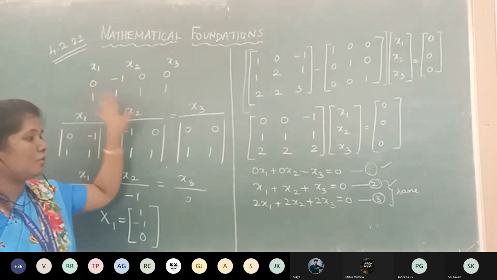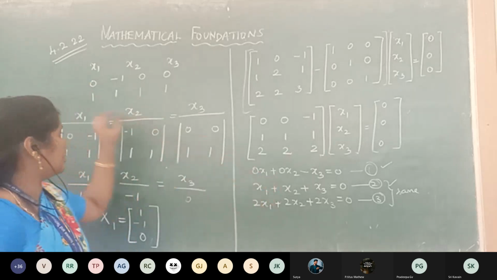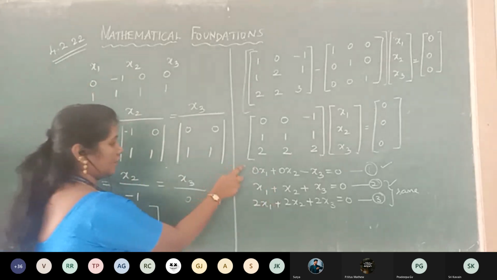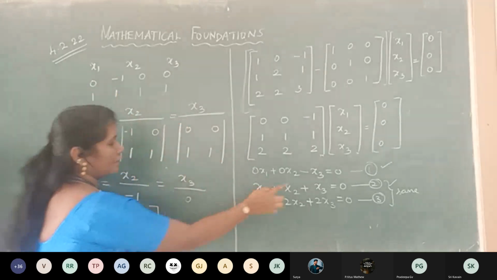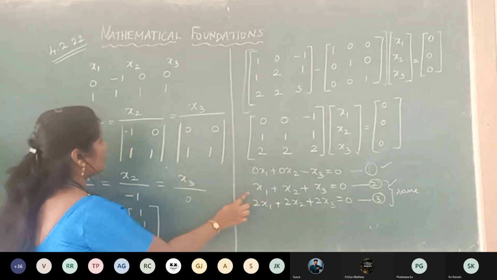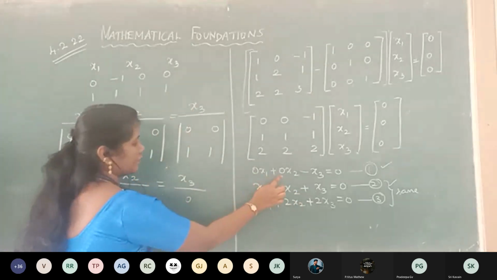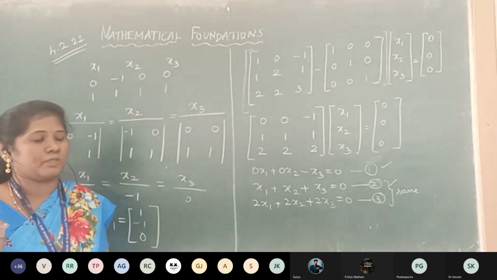You have to start with the coefficient of your x2 term. The 0, 1, I've taken from these two equations. Next is minus 1, 1. Then we come here, it is 0 and 1. And then we finish with the term which we started with, which is the coefficient of your x2 term.